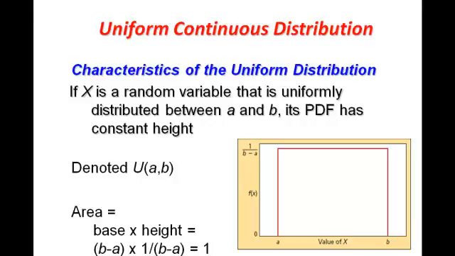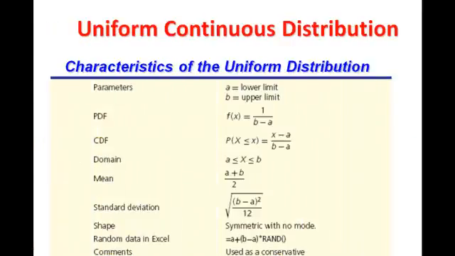So the uniform distribution is, for example, where the value of x can fall between a and b with an equal probability. A is my lower limit, b is my upper limit, and the height would be 1 over b minus a. Again, it's a real easy probability distribution to work with.